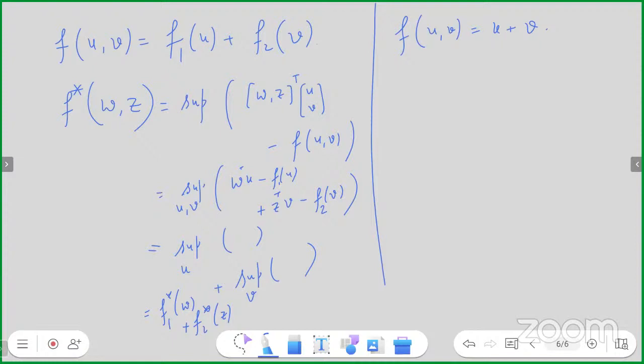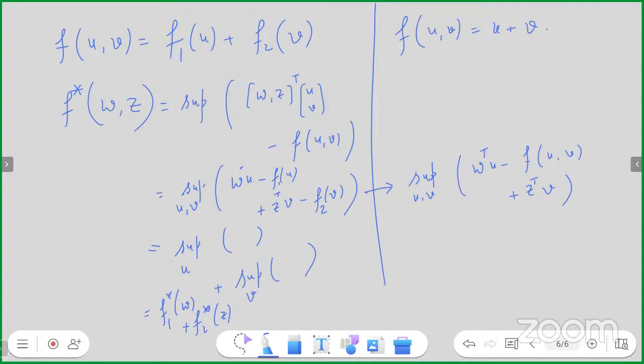Is there any hope of finding any interesting relationship? When you get stuck, you'll get stuck at this. Supremum over u comma v of w transpose u minus, now I don't have f1, all I have is f of u, v, plus z transpose v. Any guesses to what will happen? Unbounded.